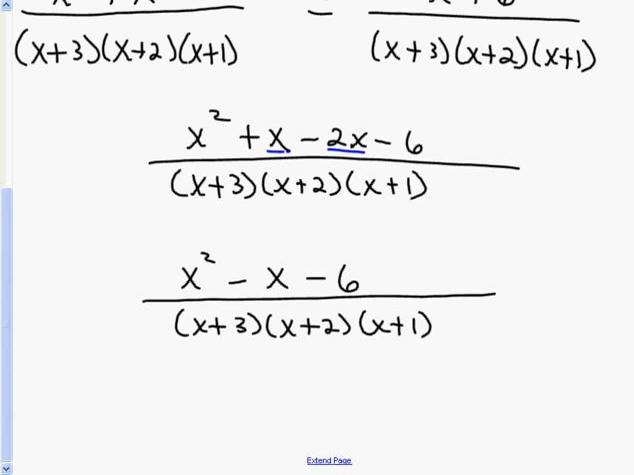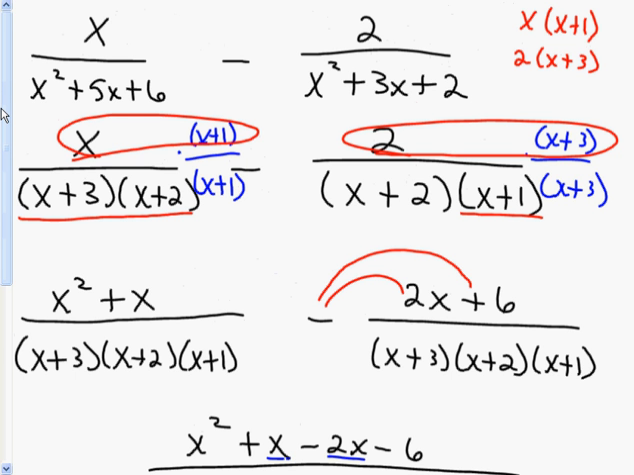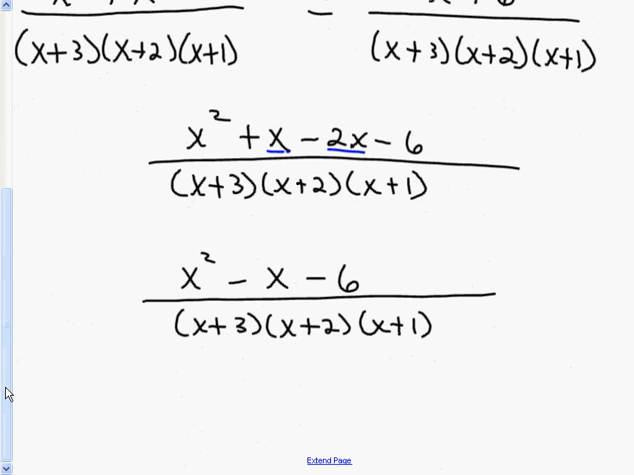So I did my steps. Go back up and make sure you're following me there. Factored my denominators. From there I got my LCM of x plus 3, x plus 2, x plus 1. So I took my first fraction, multiplied top and bottom by what I was missing, which is x plus 1. And I made sure that I multiplied those numerators together. I did x times x plus 1 and got x squared plus x. Same thing over there with the 2. I was missing the x plus 3, so I multiplied 2 times x plus 3. And then now that I had my common denominator, I just subtracted my numerators, combined like terms, made sure I distributed that negative in the 2x and the 6. And that left me with x squared minus x minus 6.